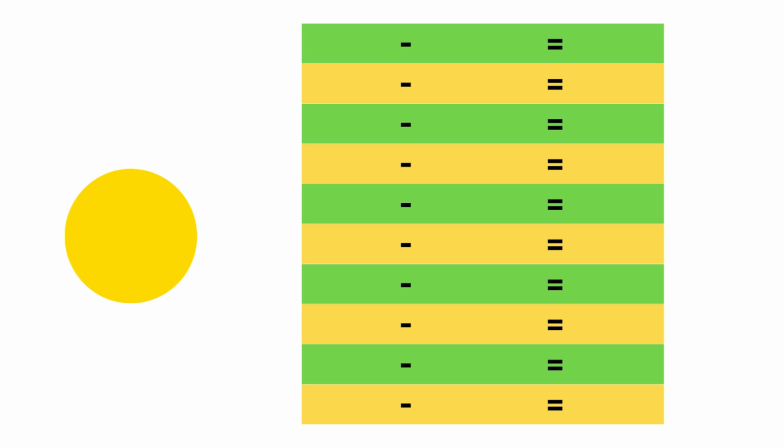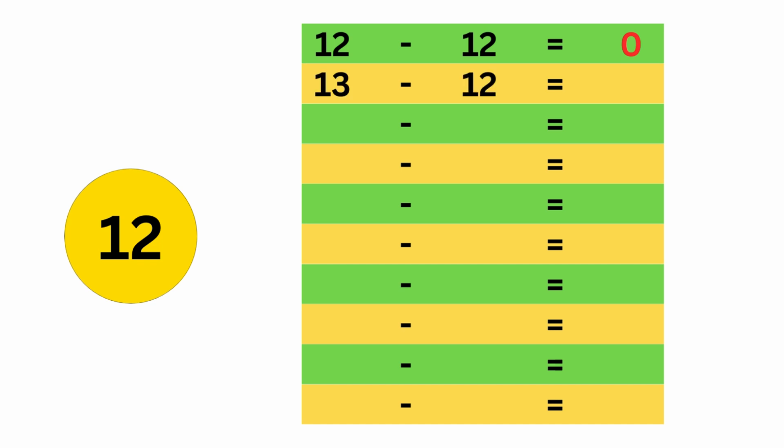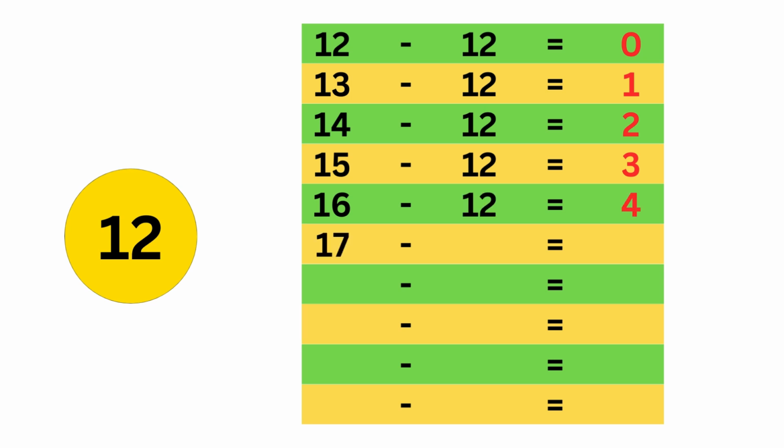Subtraction table 12. 12 minus 12 equal to 0. 13 minus 12 equal to 1. 14 minus 12 equal to 2. 15 minus 12 equal to 3. 16 minus 12 equal to 4. 17 minus 12 equal to 5.